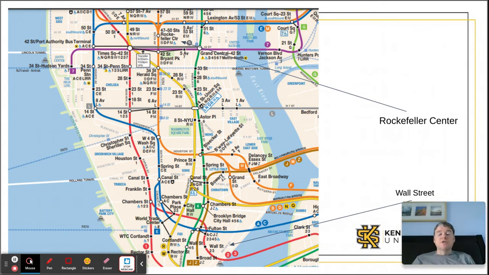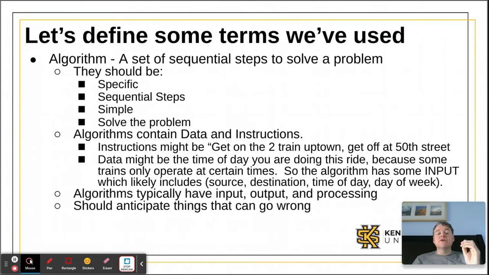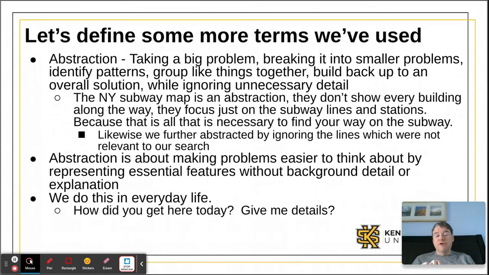So abstraction is taking something and ignoring all the details that don't matter to you so that you can focus on the thing that you're actually trying to solve. The New York subway map is already an abstraction. It doesn't show all the buildings, and likewise, we further abstract it as we try to problem solve by ignoring parts of it that we know don't matter.